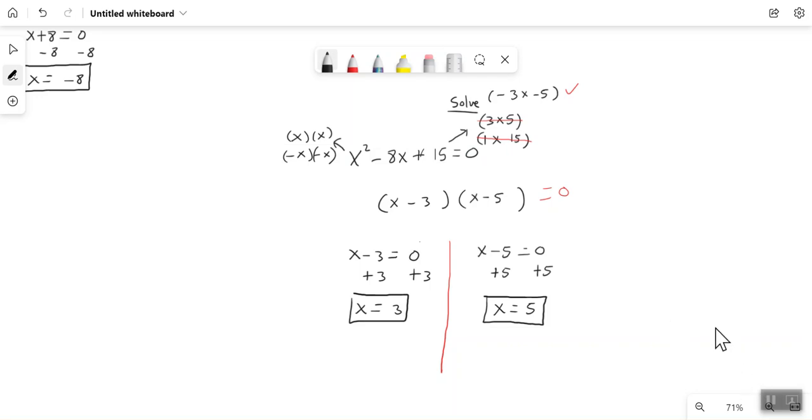So let's have a look at the next method, which is using a formula, and this is where we're dealing with quadratics that are hard to factorize using this method.